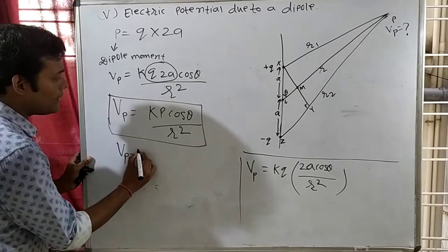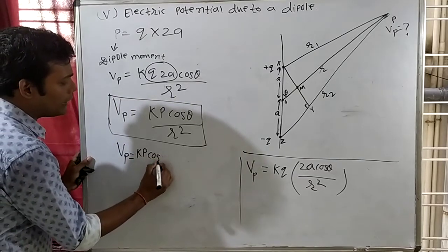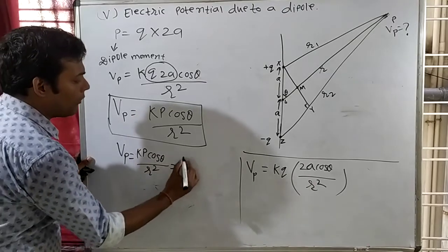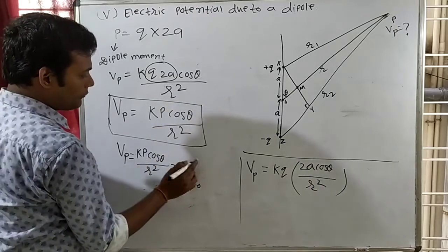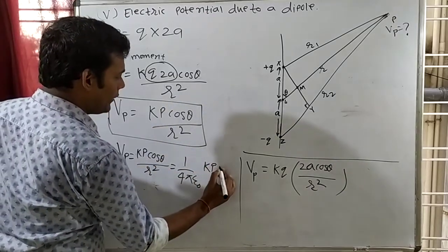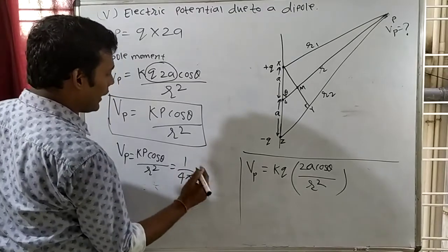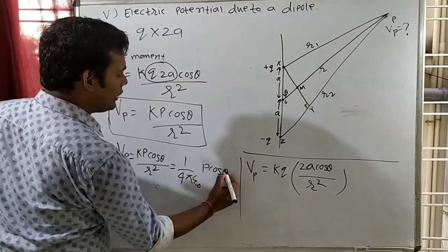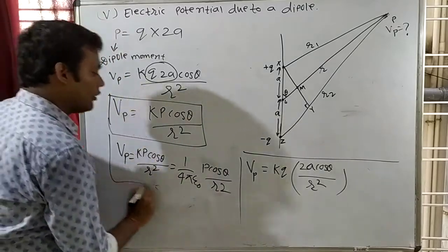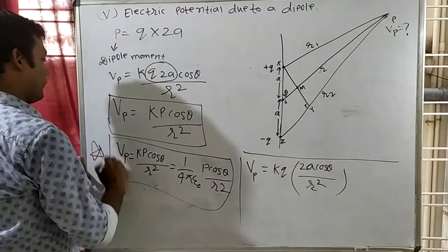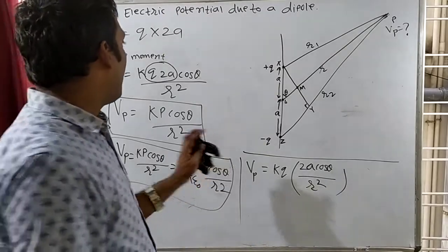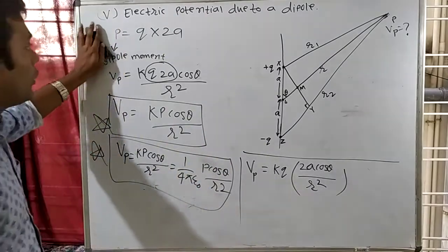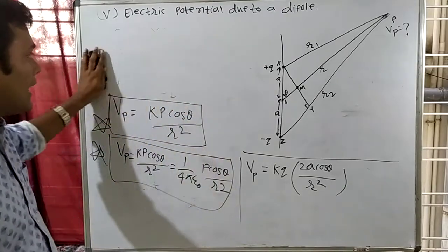So we can write Vp is equal to kp cos theta by r square, or you can write this formula as 1 by 4 pi epsilon naught, p cos theta by r square. Clear? So you can remember this formula: the potential at any point P due to the dipole is kp cos theta by r square. Now see this, this is the general formula.